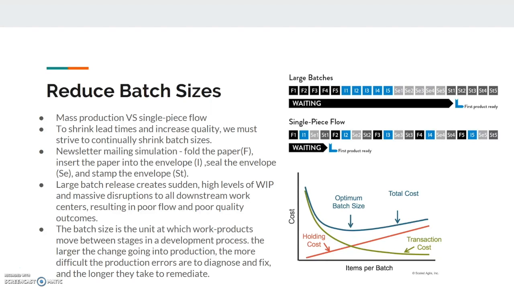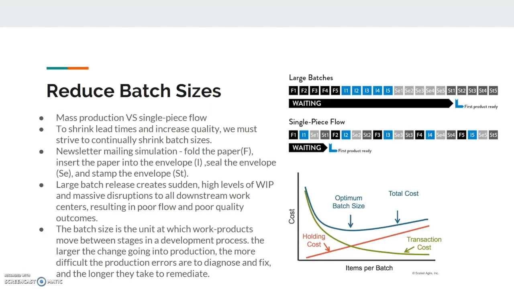A couple examples from the chapter were talking about car manufacturing and how if you were trying to make a bunch of door panels, the setup and configuration time to stamp those panels might take days, and then once that setup is done, they will then do a large batch of door panels and produce 100 of those panels before those can be moved down to the next step in the flow. And the issue with that is that the large batches create sudden high levels of work in progress and massive disruptions to all the downstream work centers, resulting in poor flow and poor quality outcomes.